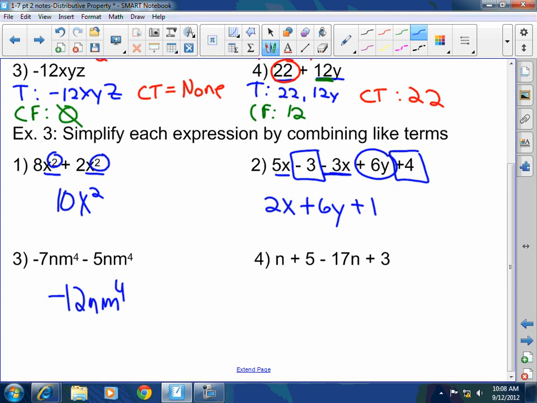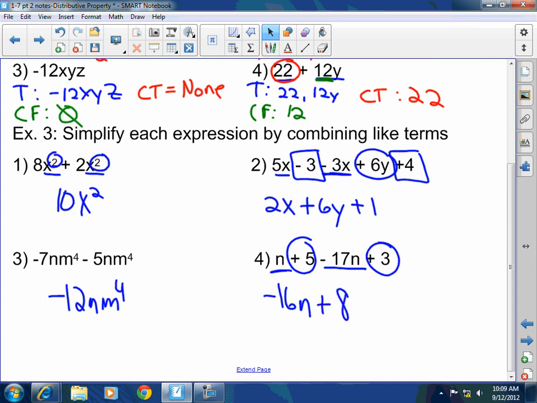Done. For number 4, n and negative 17n are like terms. 1 minus 17, the signs are opposite. So you subtract as normal and keep the sign of the largest absolute value. So that's negative 16n. And then I have a positive 5 and a positive 3. 5 plus 3 is 8.